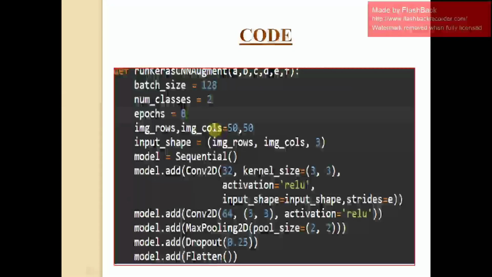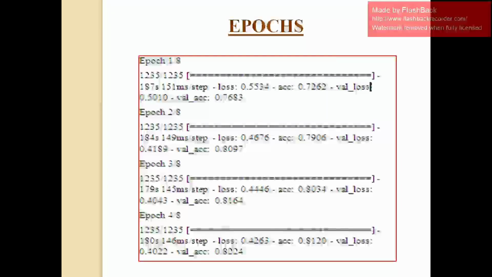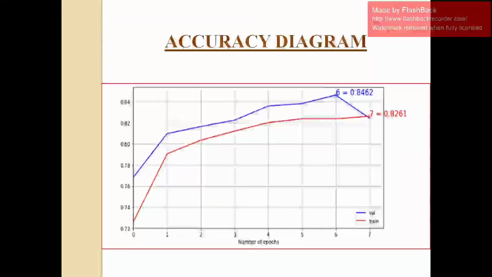Here is the code of our program. These are the epochs that we run that define the accuracy of our project. I will show you in our code.